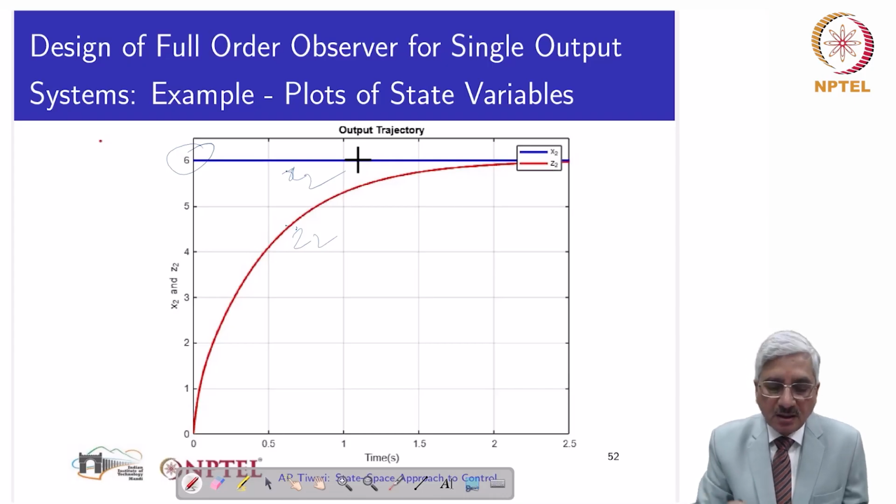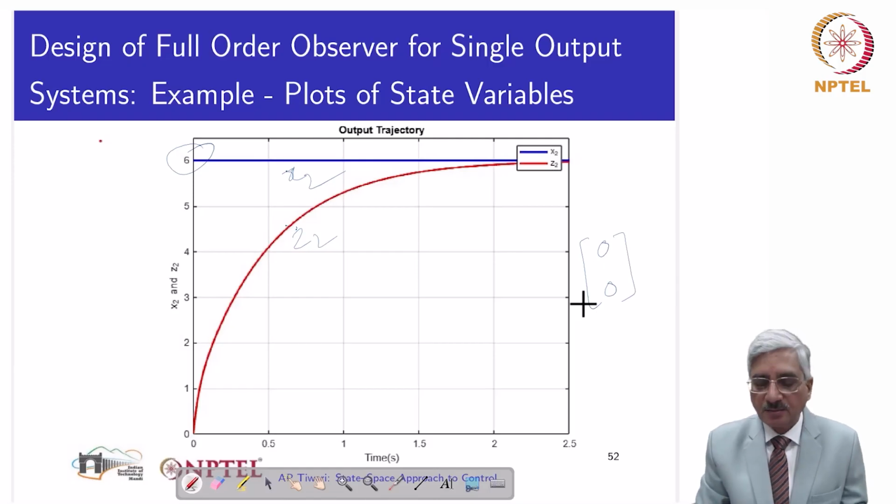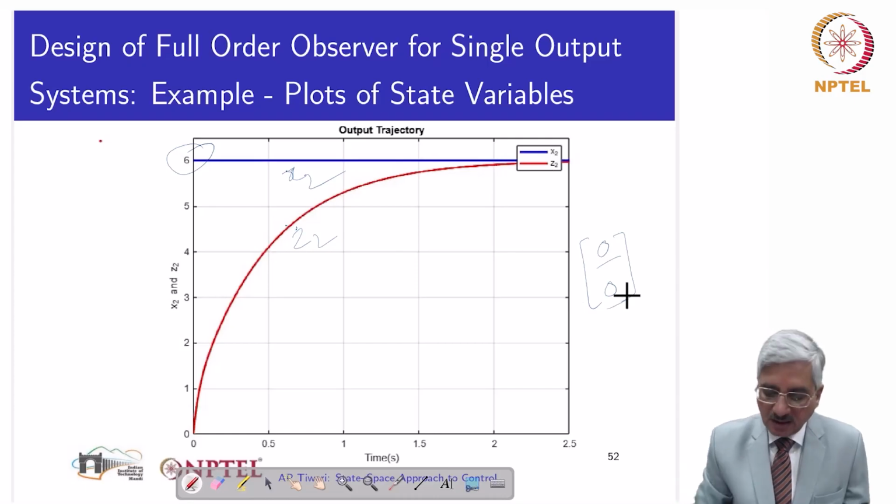Now you can see that z1 approached x1, z2 approached x2. So e equal to x minus z approaches 0, 0. Because z1 approaches x1, z2 approaches x2 asymptotically. So this is the e at time t tending to infinity that will happen. And in fact, it happens very fast.